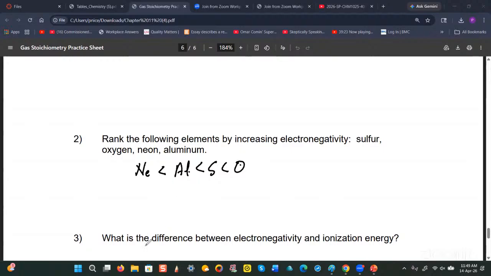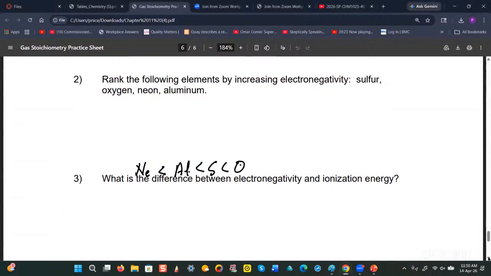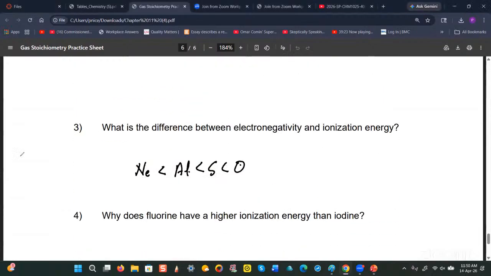All right. Any questions about this? Okay, the next question is asking, what is the difference between electronegativity and ionization energy? So I gave you the definition of electronegativity already. It's the tendency of an atom to attract electrons to itself, or I should say attract shared electrons to itself, right? Now the ionization energy, let me give you that definition here. Okay, this first.